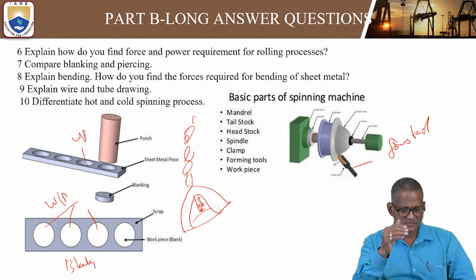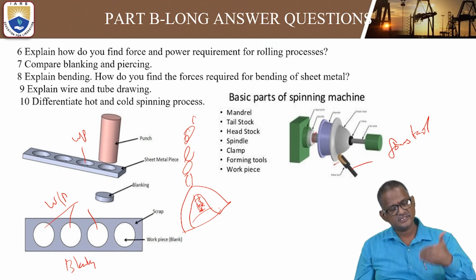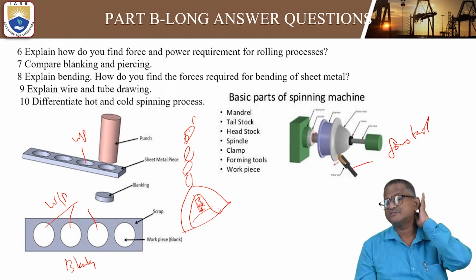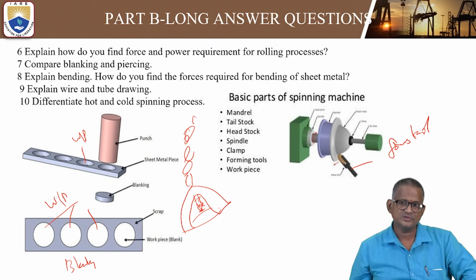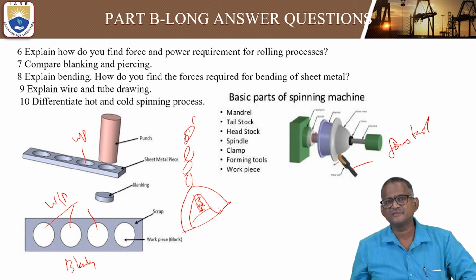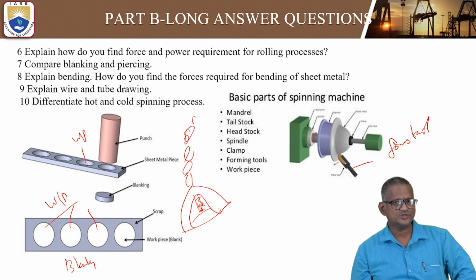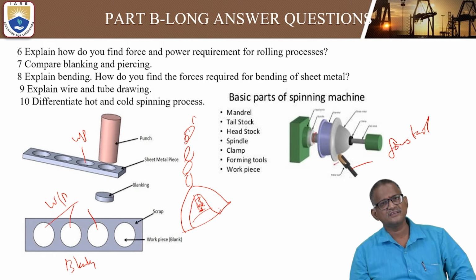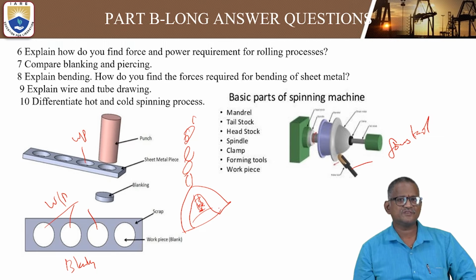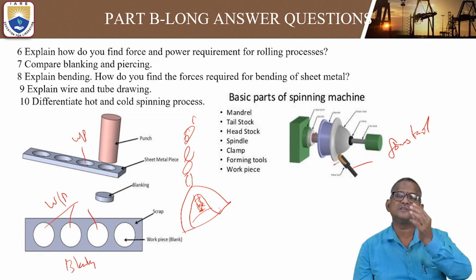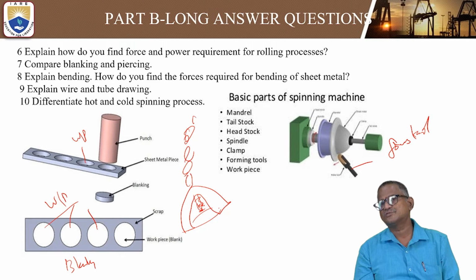Hot spinning means it is processed above its recrystallization temperature. Again, below the recrystallization temperature, we can also call it the cold spinning operation. Okay, like that. What is the difference between wire drawing and tube drawing? Again, you should write the definitions of wire drawing and tube drawing, and you can represent simple line sketches to score maximum marks.